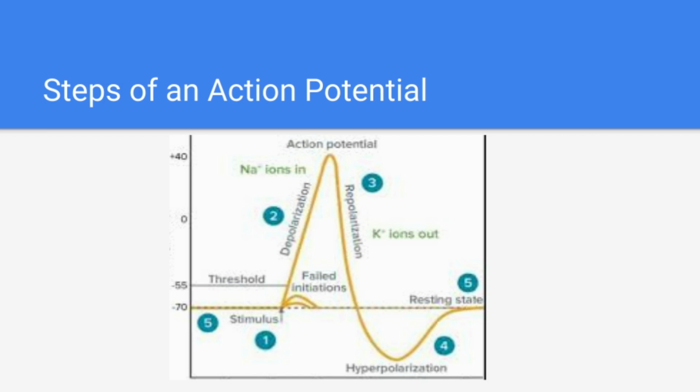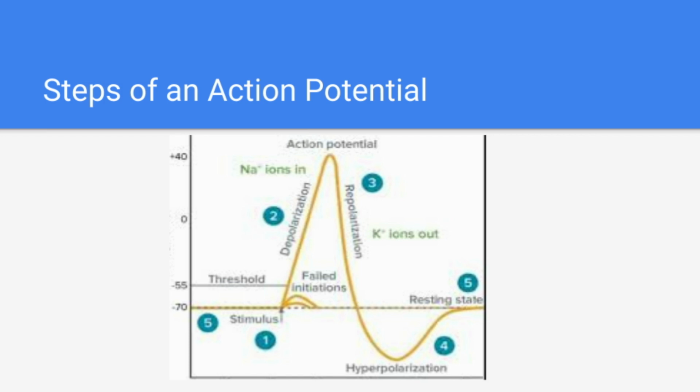flood into the cell, which is adding more positive charge inside the cell where it is negative, which will quickly depolarize the cell, causing it to hit 0 and beyond to about +30. At +30, the sodium channels close tightly. The sodium channel is a time lock and closes tightly to prevent the action potential from going backwards.